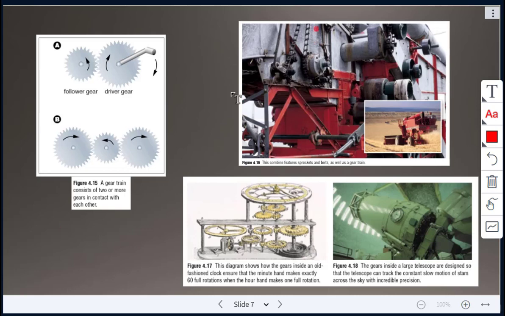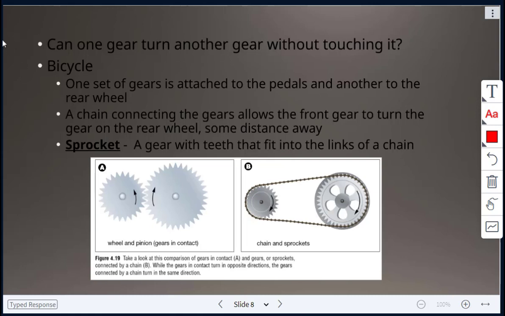Just some more examples where gears are used. Here we have a combine. In farming, it uses sprockets and belts and gear trains. This is inside an old-fashioned clock. Again, gears are used to make sure the minute hand and hour hand are turning appropriately. Here we're looking at a large telescope. There are also gears inside the large telescope to track the stars and so on.